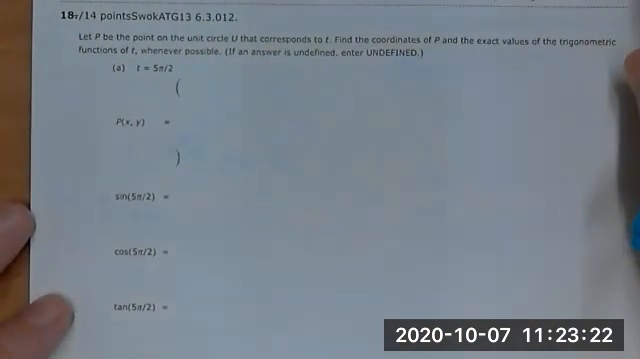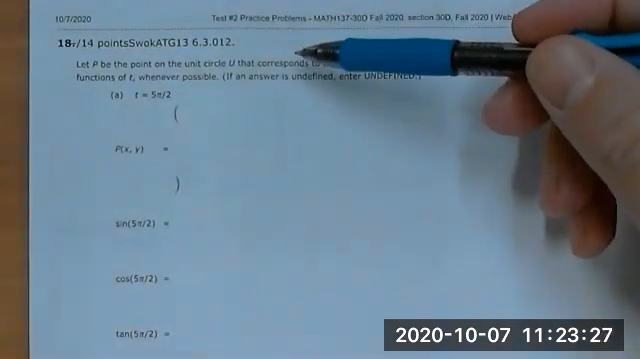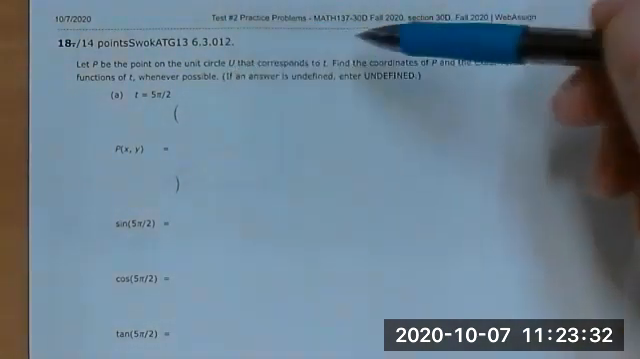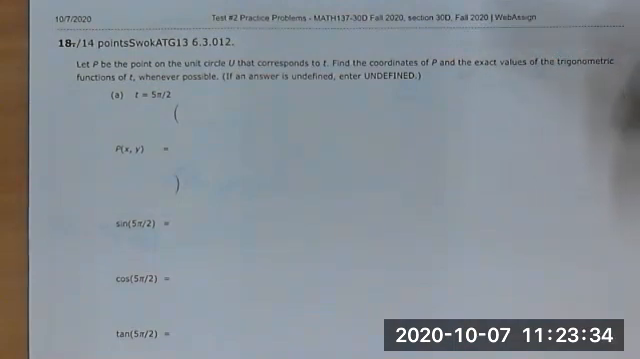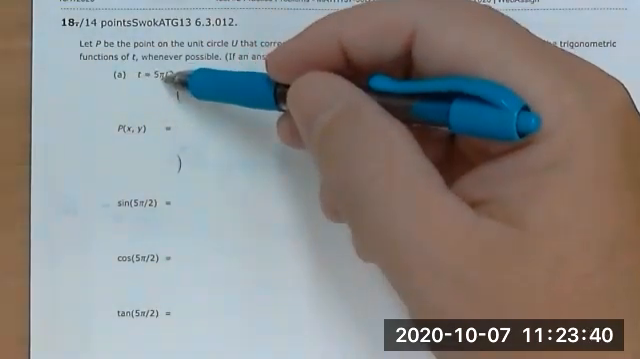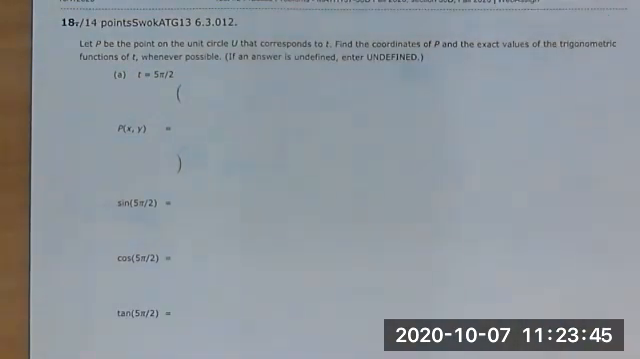All right. Let P be the point on the unit circle U that corresponds to T. Find the coordinates of P and the exact values of the trig functions. All right, so basically, in a sense, T is like an angle. They're giving you an angle. And then what they're doing, I want to make sure, sometimes this is hard to read. Let me look at my other paper here. Okay.